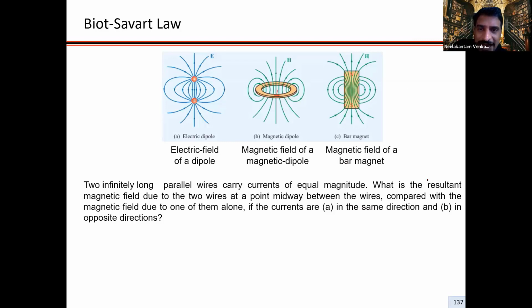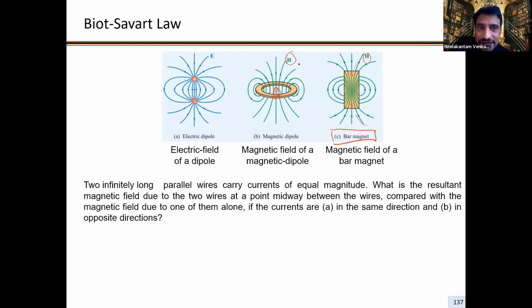There will be a similarity here between a loop's magnetic field and that of a bar magnet. You see that for the bar magnet, from the north to the south you have the B field lines. Similar to that, when you have a loop current, you also get a similar magnetic field around it.